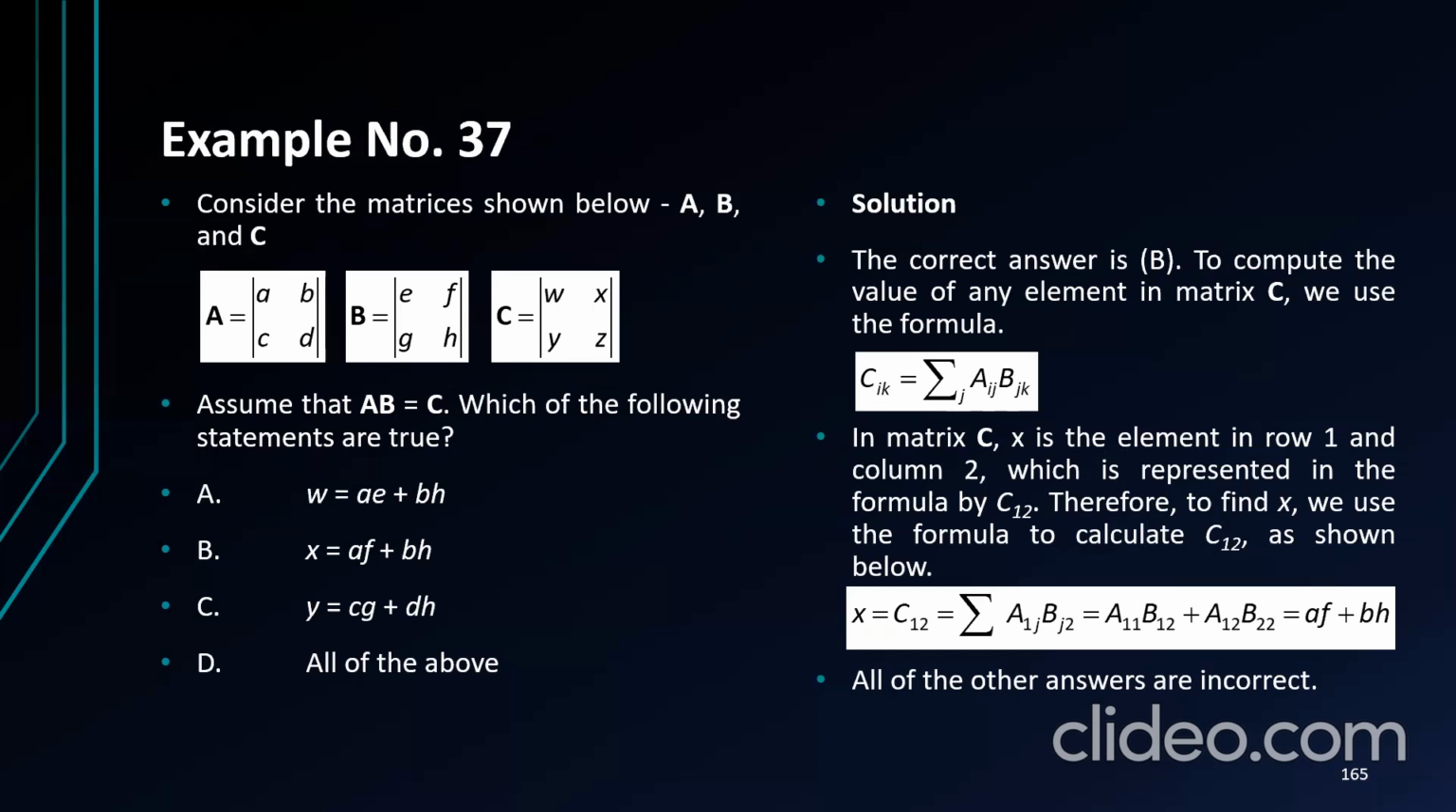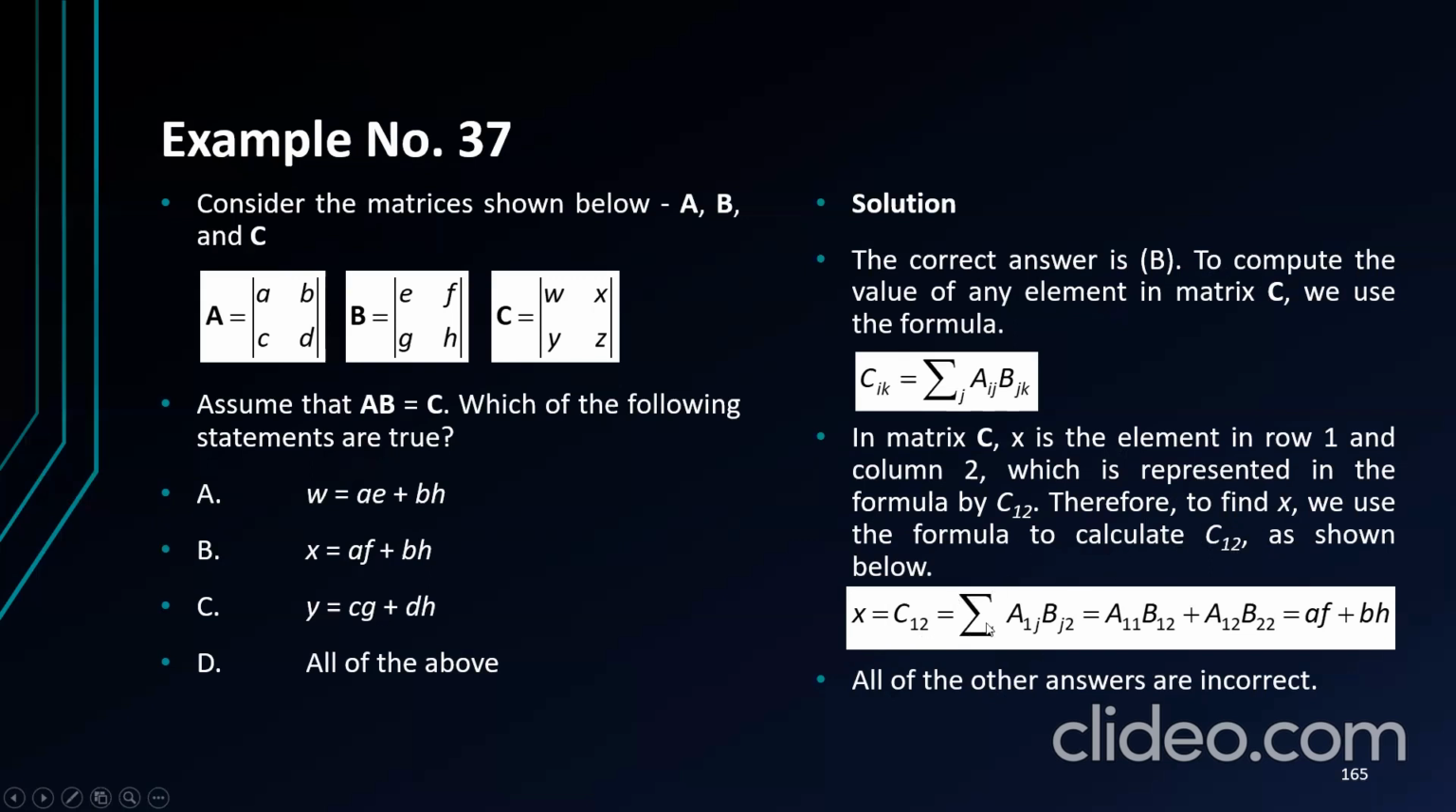So the correct answer is B. Okay, bakit? To compute the value of any element in matrix C, we use the formula C_ik is equal to summation of j, A_ij B_jk. Isa-isahin mo yon. Okay? Sa unang ito, makuha mo to C11. In matrix C, X is the element in row 1 and column 2, which is represented in the formula by C12. Therefore, to find X, we use the formula to calculate C12 as shown below.